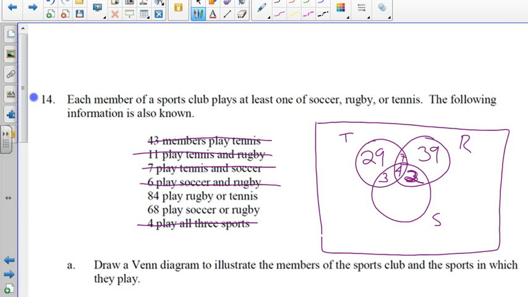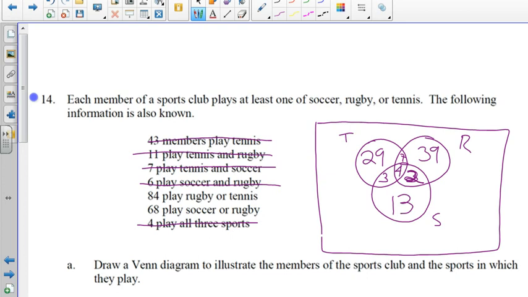Okay, now can we do play soccer or rugby? So rugby we've got how many? 6 plus 7. 41, 52, 55, 16. Yes, I was right.